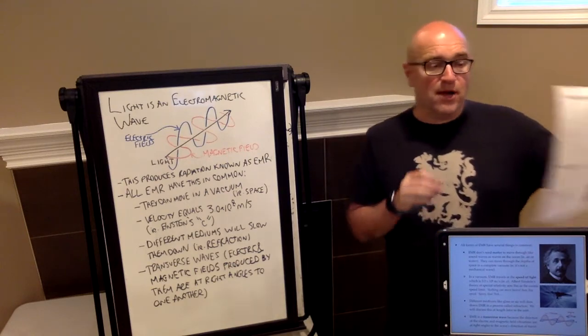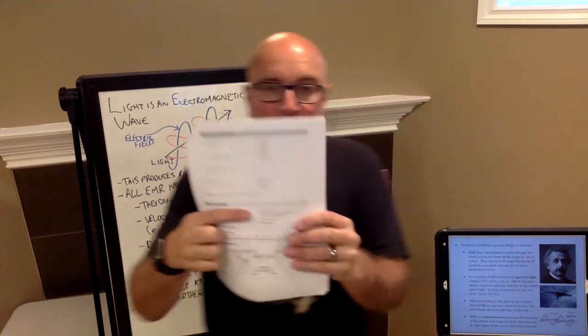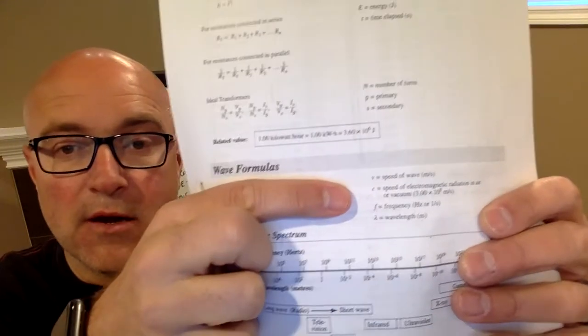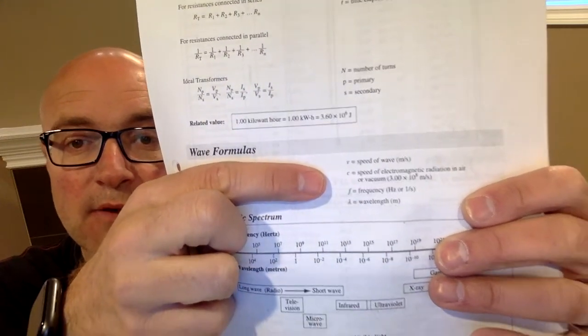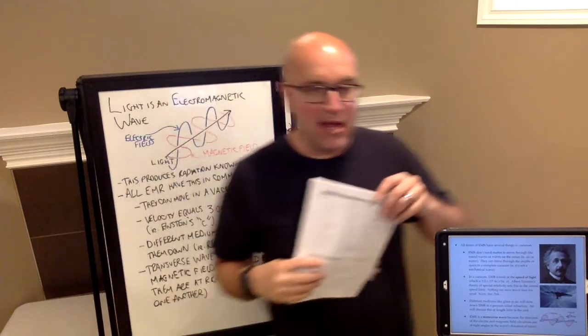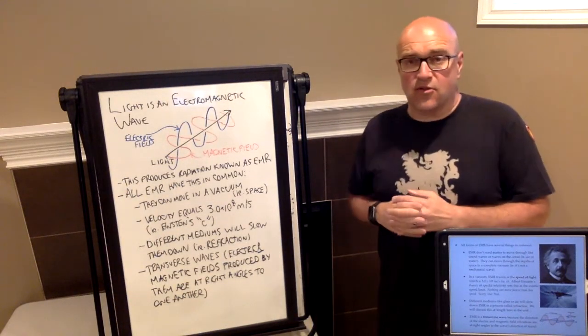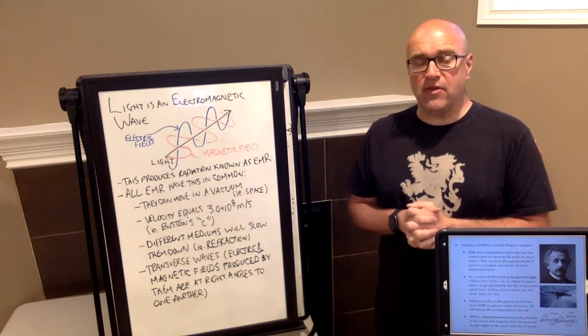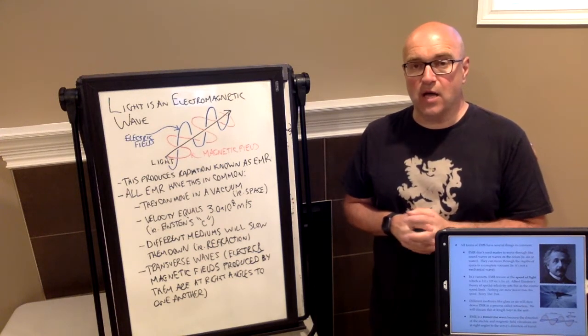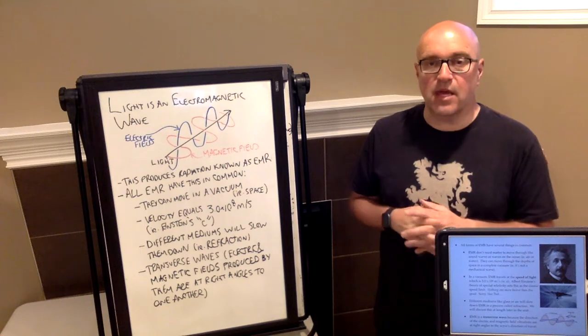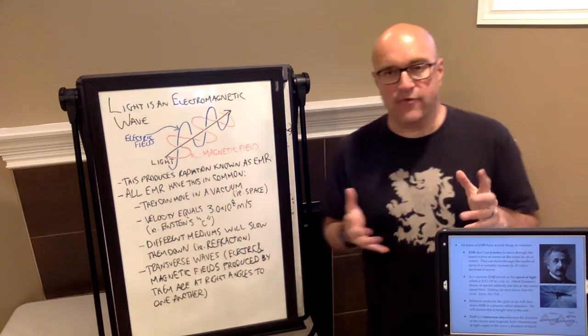Now, do you have to memorize that number? Well, no, you don't, because here it is on your data sheet right there. Speed of electromagnetic radiation, air or vacuum, 3.00 times 10 to the 8th meters per second. And he designated the speed of light, or the speed of these EMRs, with a letter, which was C. C is the letter that's designated for the speed of light.